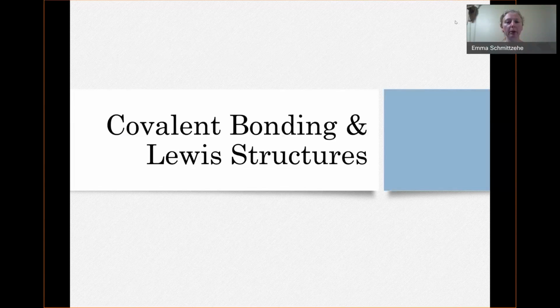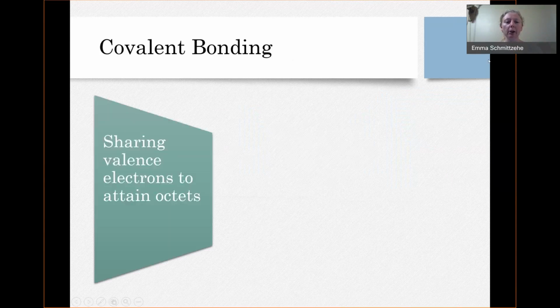Okay, I'm going to talk about covalent bonding and Lewis structures. So first, covalent bonding is just sharing of valence electrons in order to attain octets. So you've got two or more atoms that can come together and bond and form a molecule. And in this process, they share valence electrons.